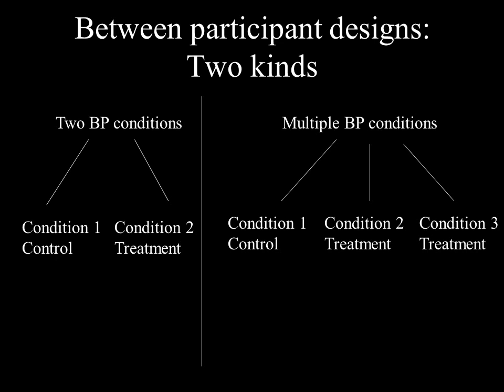So when we talk about between participant designs, there are those in which you have two conditions, for instance a control and a treatment, or one in which you have multiple conditions. You have a control condition and you have, say, treatment 1, treatment 2. Treatment 1 might be one particular drug that they think works. Treatment 2 would be another drug they think might work. That's how the difference between just two conditions and multiple between participant conditions occurs.